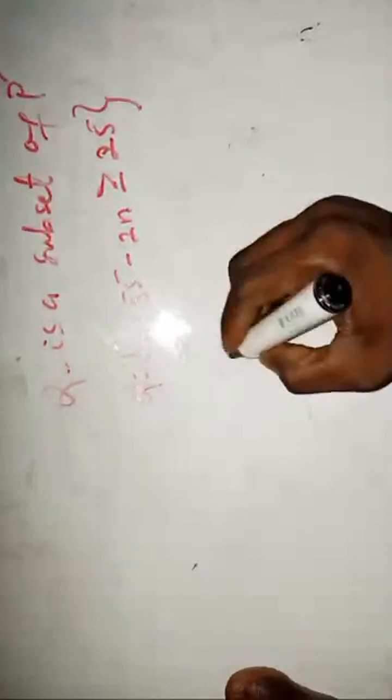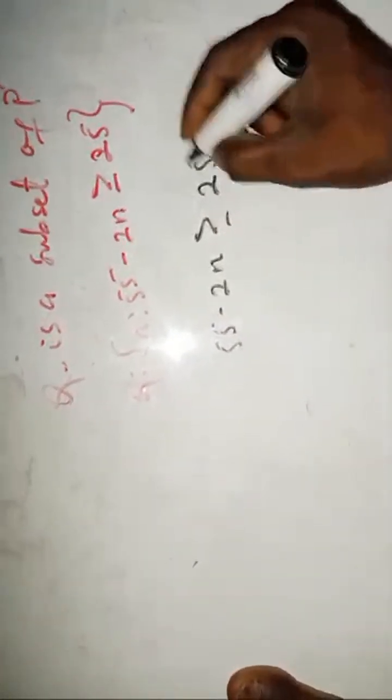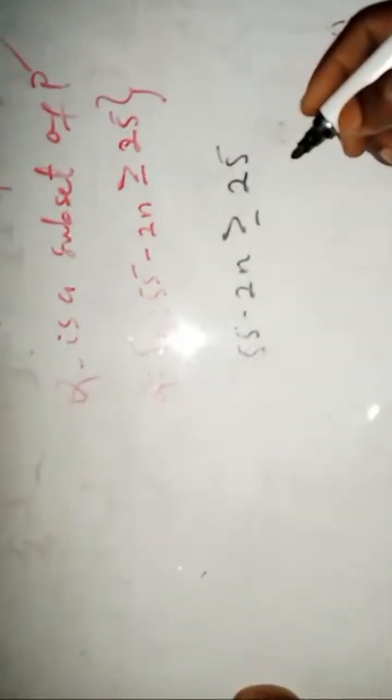So we are having this inequality here. Solving this one, you have 55 minus 2n greater than or equal to 25, because we are looking for the values of the n.